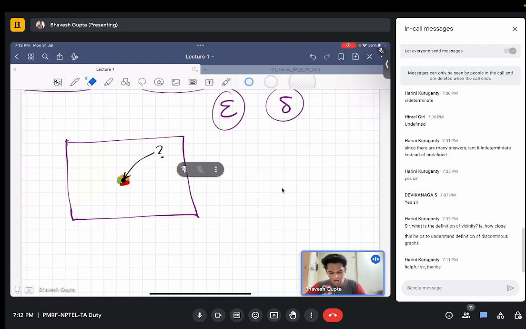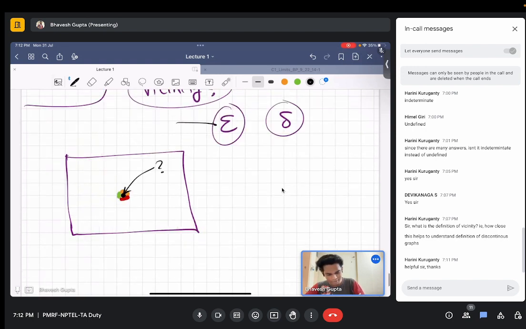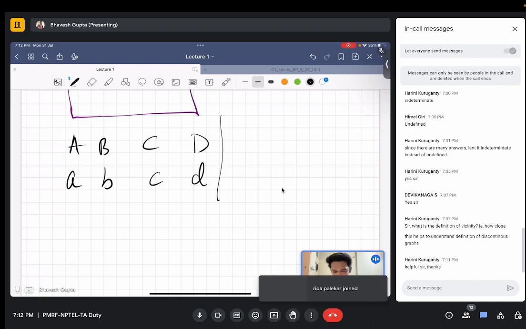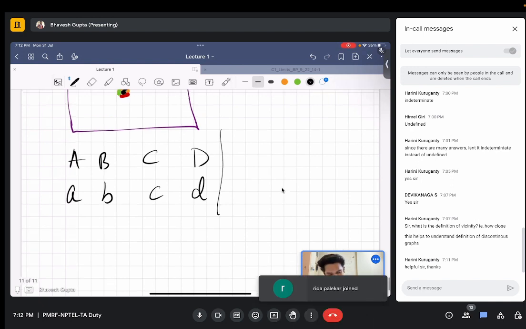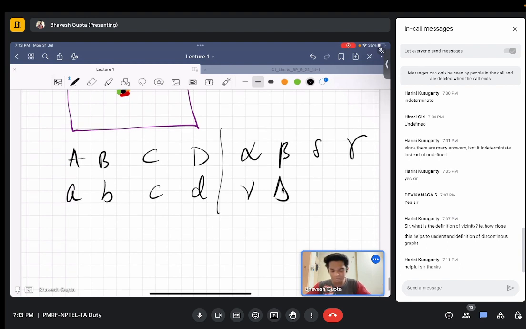So this is the answer for your question. And the next point I need to tell you is that we use this epsilon delta notation. Let me first tell you what we mean by this notation. So we have the usual English letters, the capital letters A, B, C, D, and we have the small letters a, b, c, d. We also have something called Greek letters, where we have alpha, beta, delta, gamma, nu, this kind of thing.